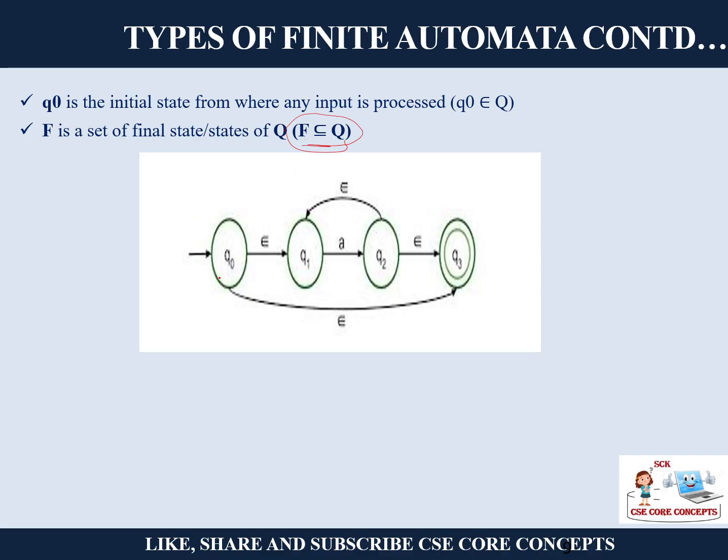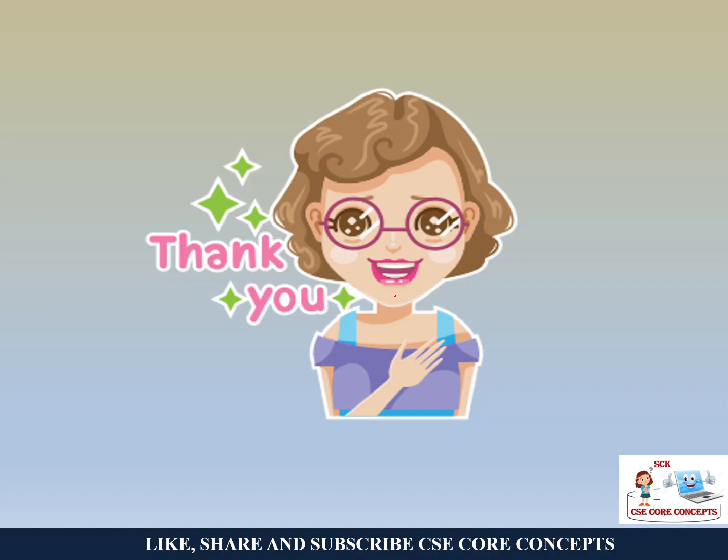So this is the initial state. You have a null transition, you go to Q1. If you give A, you go to Q2. You can have an epsilon. So epsilon represents the null transition.